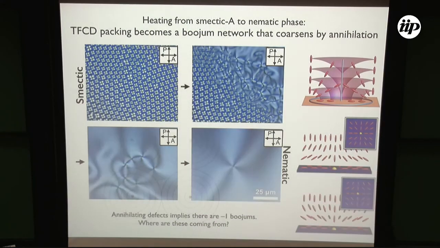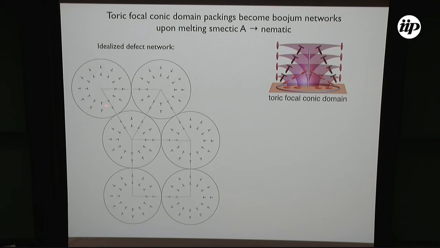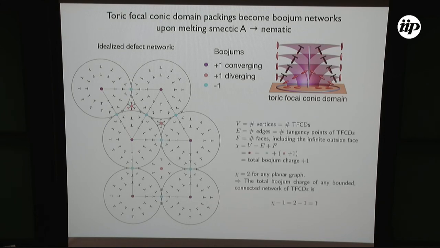If we look at what happens when a toric focal conic domain packing melts into a nematic structure, with this nail head notation, we have this inside of the toric focal conic domains, but everywhere outside is pointing straight out at us. As we melt back into the nematic, the director will tilt back into the horizontal plane with some component, and just filling in these nail heads in some sensible, continuous way, it's natural to expect a -1 in between every pair of focal conics and a +1 diverging in each of the voids. And this is cute because now we have some graph where the vertices are the focal conic domains, each edge has a -1, and each face has a diverging +1.